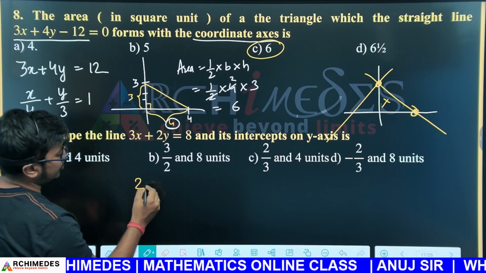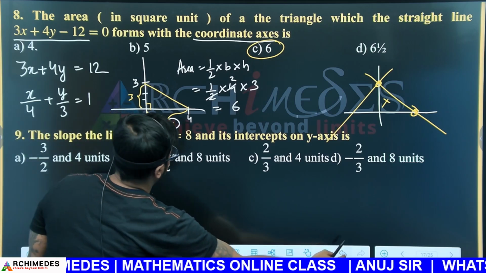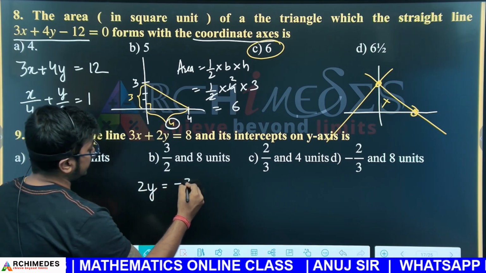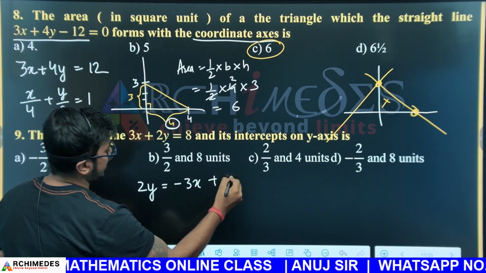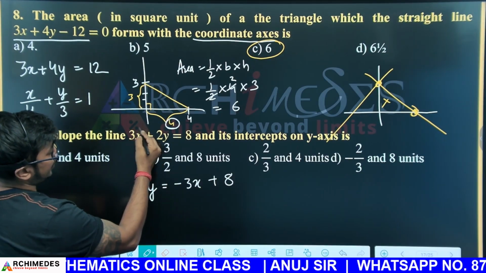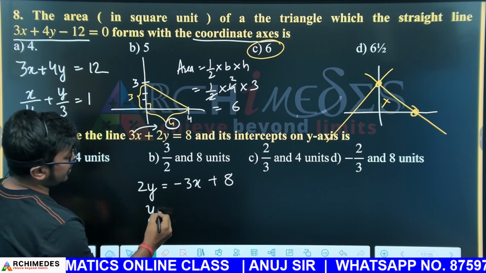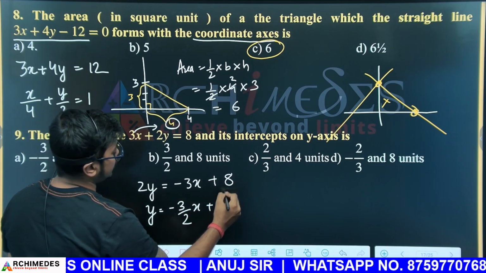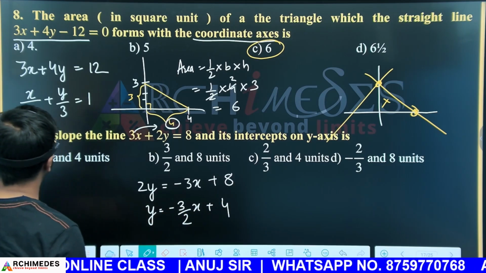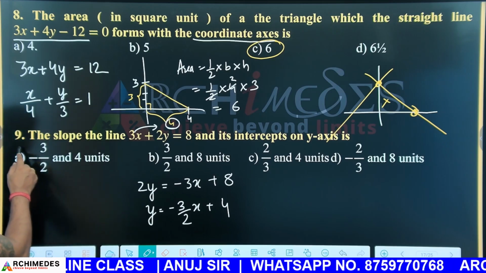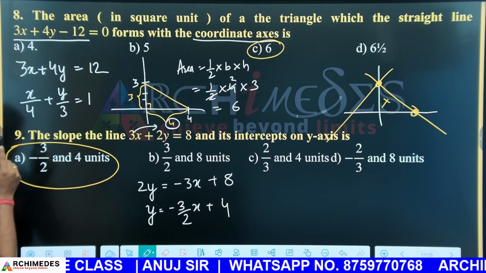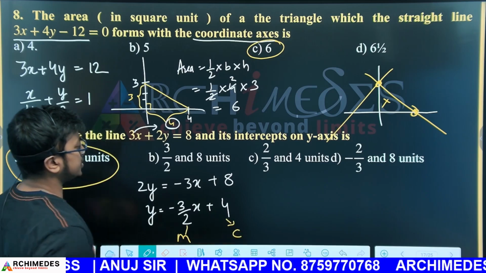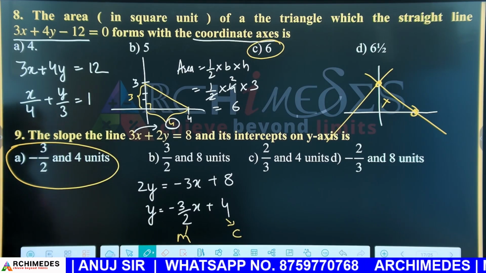By writing y on one side, 2y equals minus 3x plus 8. Am I clear? So you have to divide by 2. So y equals minus 3 by 2 x plus 4. Minus 3 by 2 is the slope, and 4 units is the y-intercept, C. This is your answer.